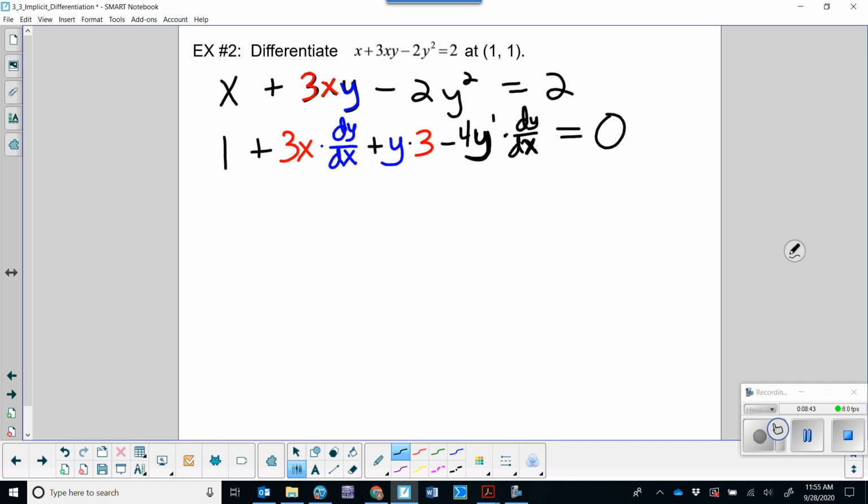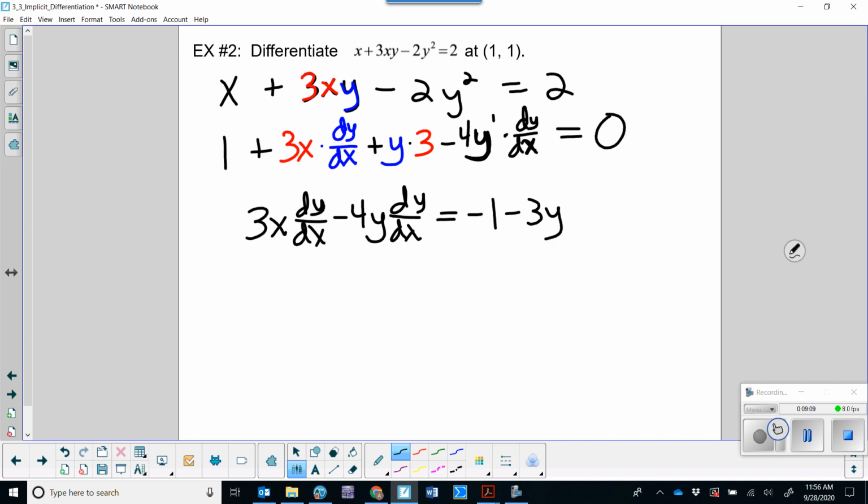Now, normally I tell you to try to keep your equal signs lined up real well, but it's kind of hard to do on this one because I have a bunch of terms on the left and I'm going to move half of them to the right. So for this one step, we'll not be lined up, and then we'll line up from then on. So I have 3x dy/dx minus 4y dy/dx. And then that's going to equal -1 minus 3y, because I have to move both of those terms that do not have dy/dx over to the other side. Then I can factor out dy/dx, and I'm left with (3x minus 4y) dy/dx equals -1 minus 3y.